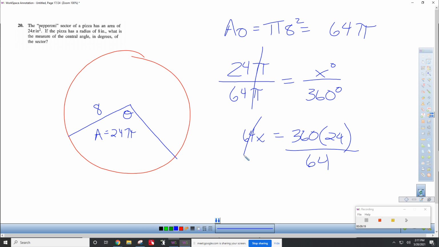360 times 24 divided by 64, and you get theta is 135 degrees. If they want it in radians, nope, they say in degrees.